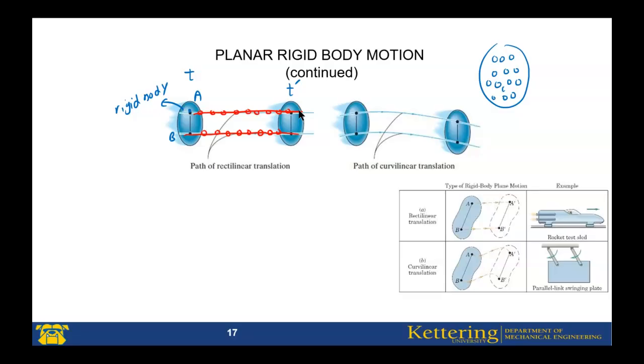This one is called a rectilinear translation. Similar to this one, if these two points move along a curved path, it's called a curvilinear translation.